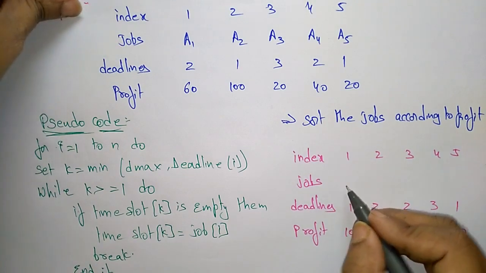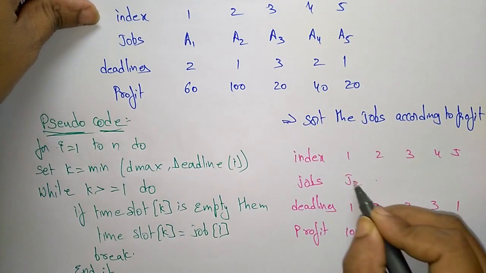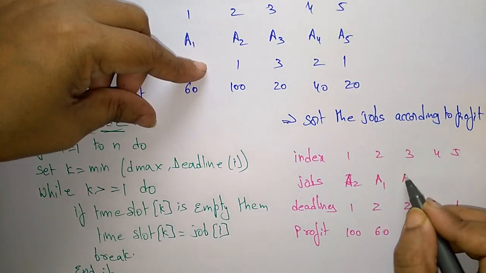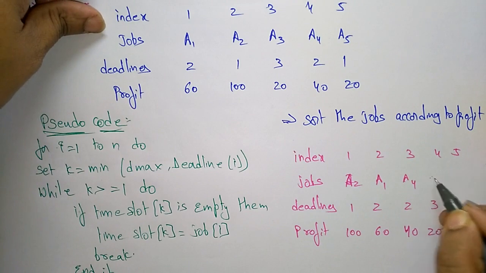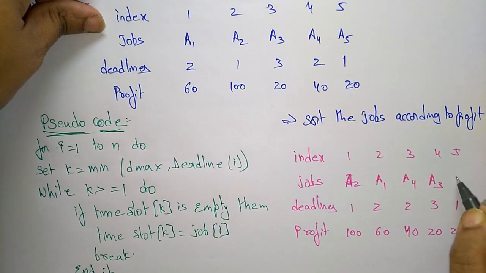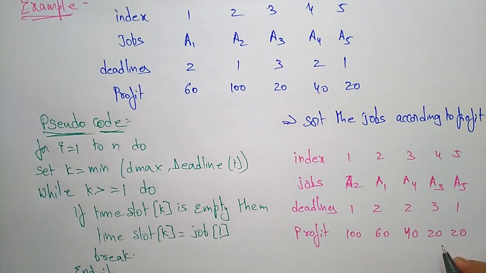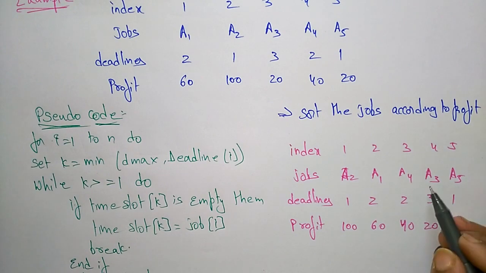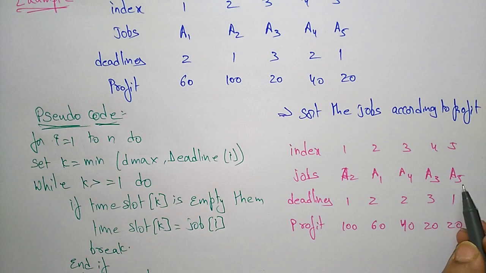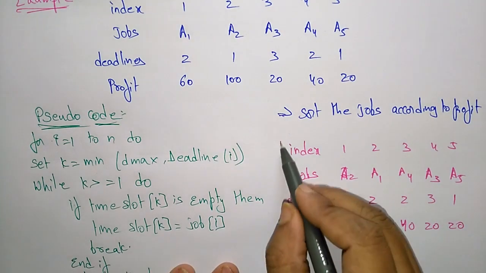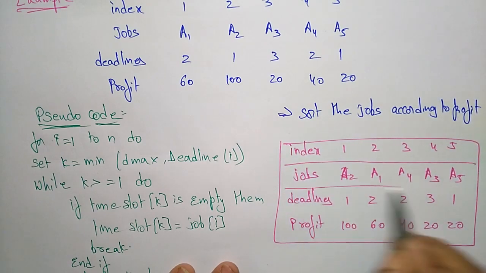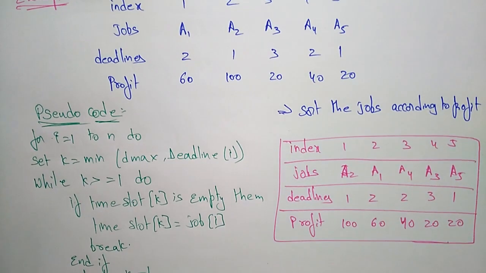And their associated jobs are A2, A1, A4, and A3, A5. Here A3 and A5 both have the same profit, so you can assign according to their jobs. Here A3 is first, after that A5. So this is the table that I arranged. I sorted the elements in descending order according to their profits.